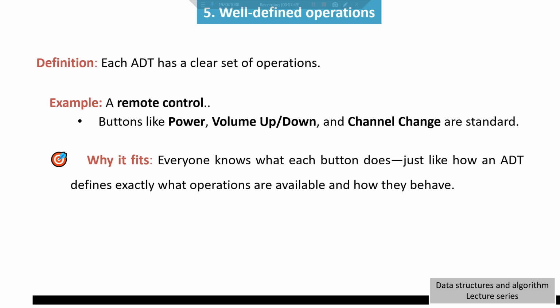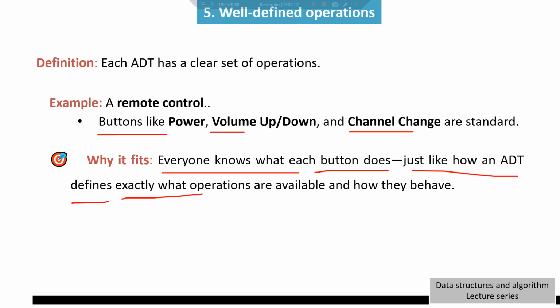Fifth is well-defined operations. Each ADT has a clear set of operations. For example, in a remote control, buttons like power, volume up and down, and channel change are standard, so everyone knows what each button does. Just like that, an ADT defines exactly what operations are available and how they behave. For example, adding a node, deleting a node, likewise. So these are the operations. Every function will serve some specific purpose.